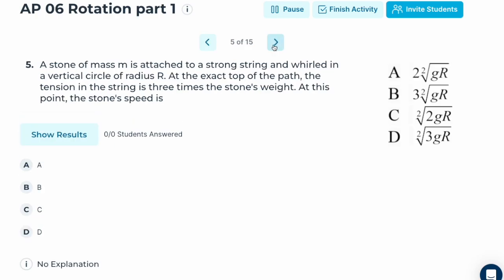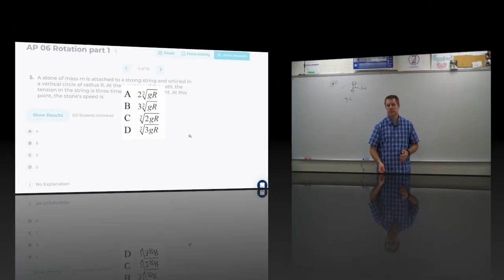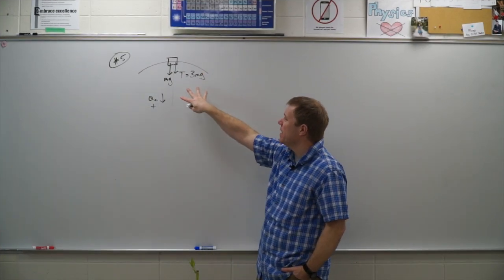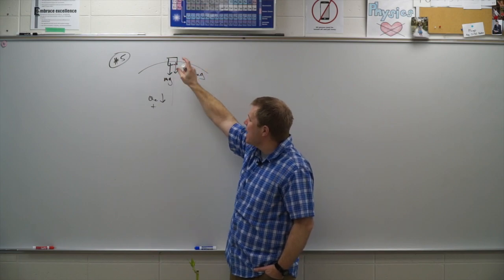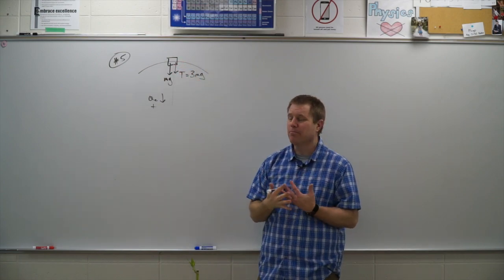Number 5. A stone of mass m is attached to a strong string and whirled in a vertical circle of radius r. At the exact top of the path, the tension in the string is 3 times the stone's weight. At this point, the stone's speed is which one of these options? Let's take a look. Okay, so the stone is at the top of its path. We're going to draw our free body diagram here. I have gravity acting down, and tension acting down. They told me that tension was 3 mg.